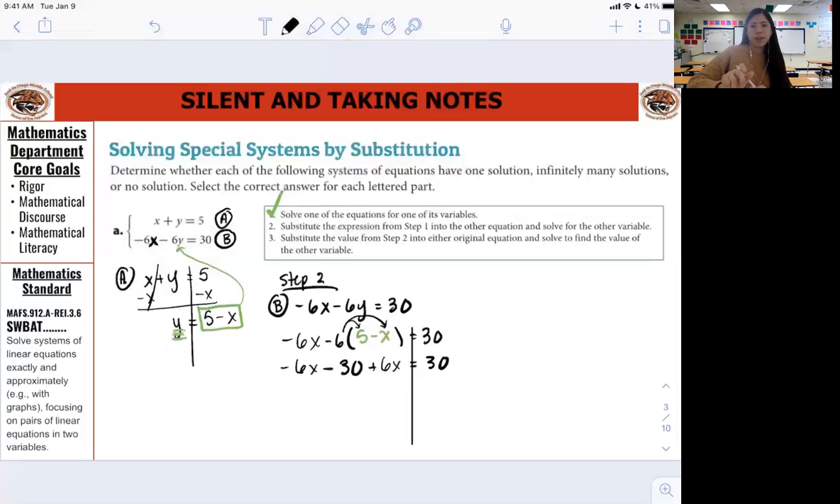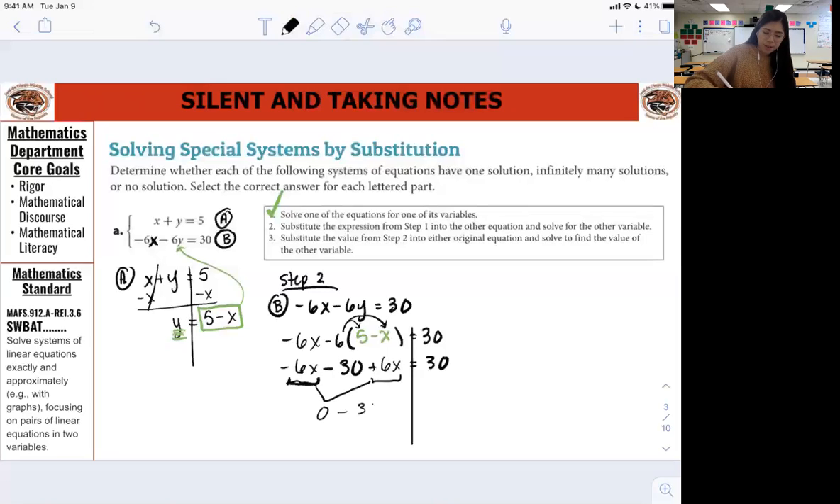Okay, what should I do now? Combine like terms. So negative 6x plus 6x. Is it negative 12 or positive 12? What do you guys think? Oh, 0. Why is it 0? Because we're adding negative 6x plus 6x, and it'll go back to 0. Right, we have a negative and a positive, and basically they cancel each other out. This ends up as 0.